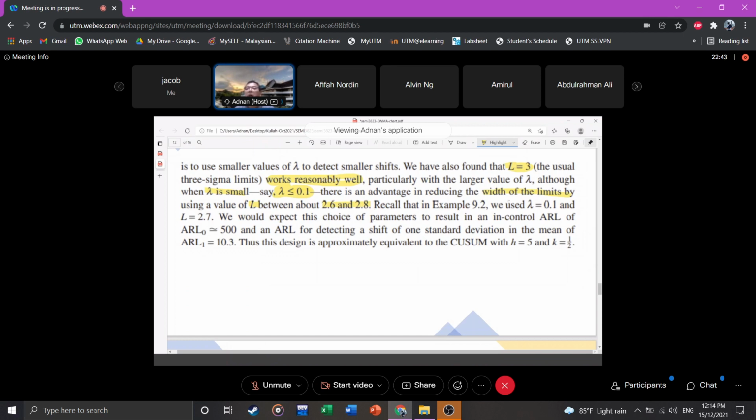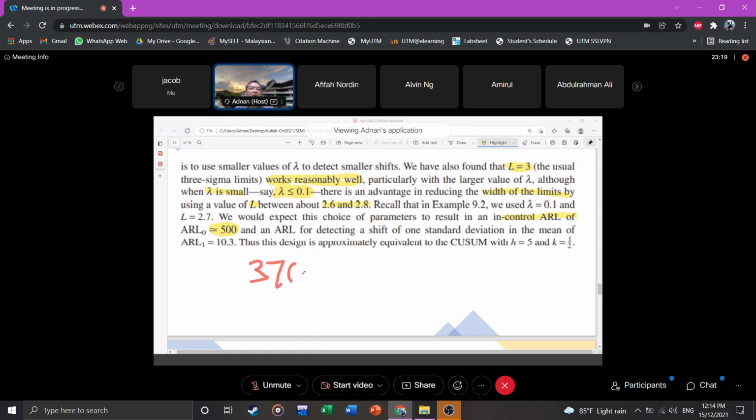So this is based on previous use by others. This is what they recommend. We can expect the choice of parameters to result in an ARL for the in-control process of 500. You see here, EWMA is quite powerful if we compare with Shewhart, where we see 370.